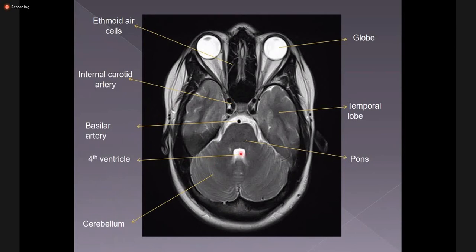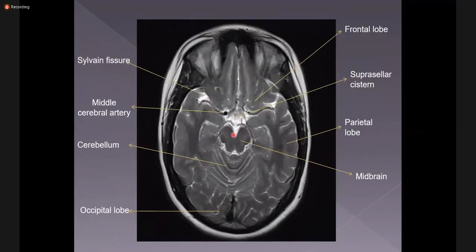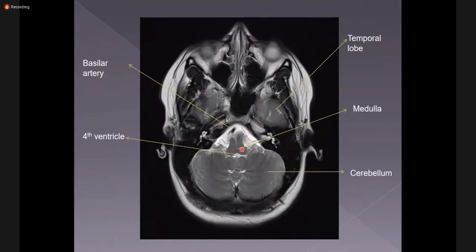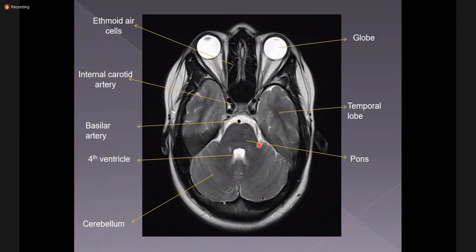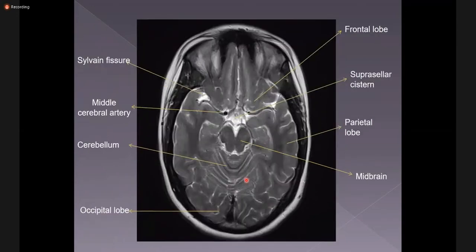And this is the fourth ventricle. This is the pons because it is now bulged, and this is the medulla. But the pons is a protruding structure, and this is the cerebellum. Butterfly shape is the midbrain. Behind this is the cerebellum, and this is the frontal lobe, temporal lobe, and this is the Sylvian fissure. Basically, this is the Sylvian fissure. When the Sylvian fissure comes, the parietal lobe appears. So this is the parietal lobe, and this is the midbrain.